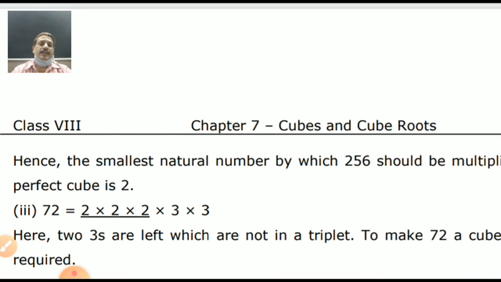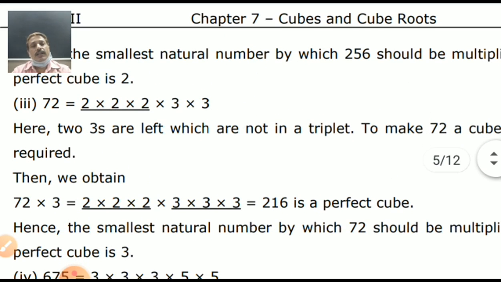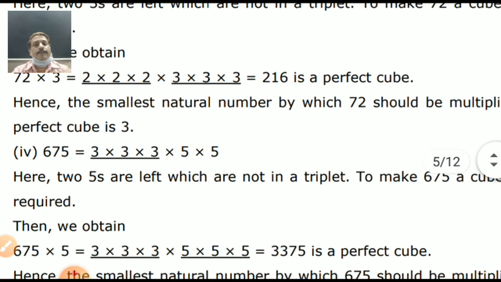Yes, my dear students, there is 72. The prime factorization of 72 is 2 into 2 into 2, 3 times, so 1 triplet becomes. But 3 into 3, only 2 squares are there. 1 is missing, 3 is missing. So multiply by 3, which gives me 216. 216 is also a perfect cube. Isn't it easy? In the same way, 675.